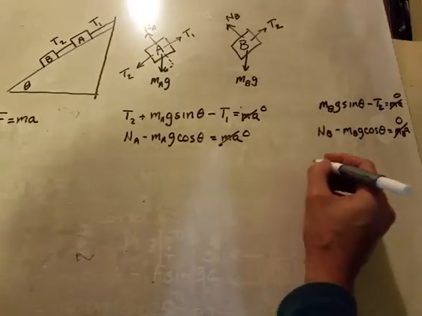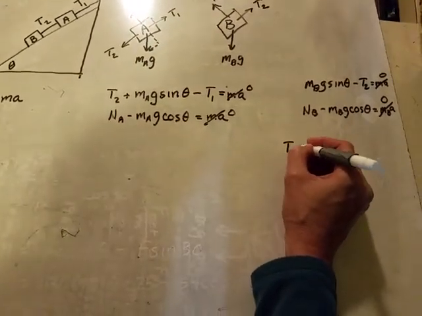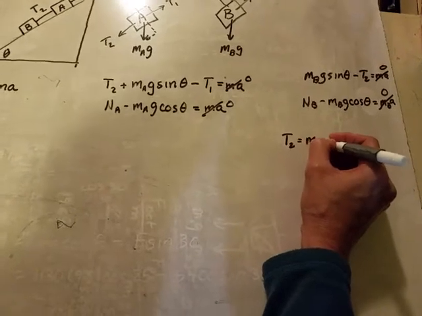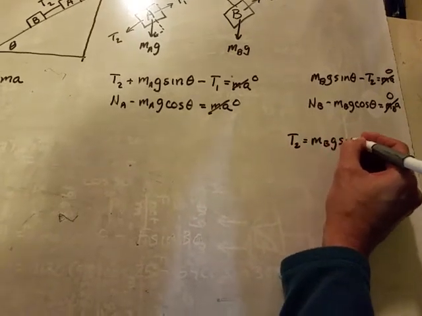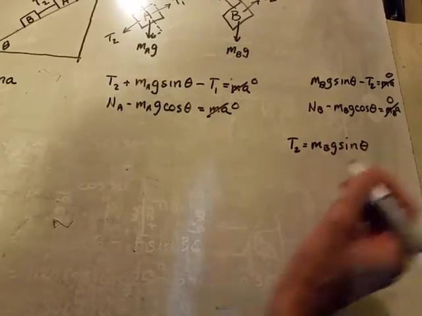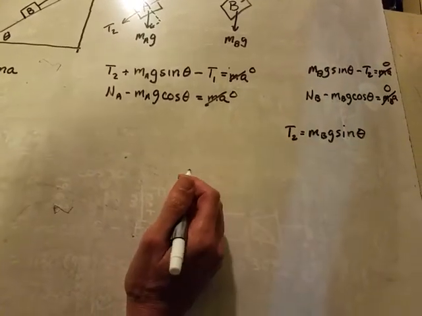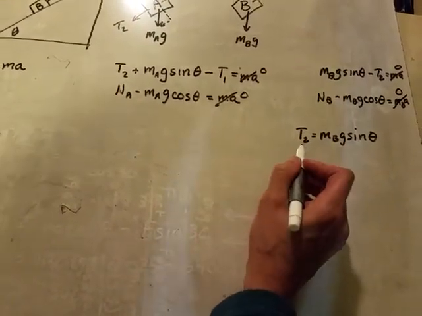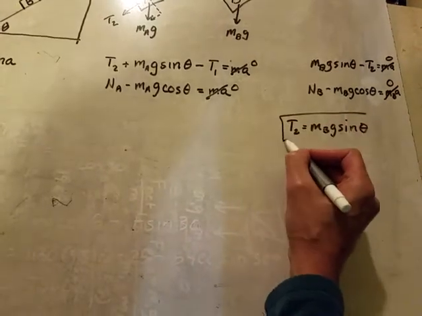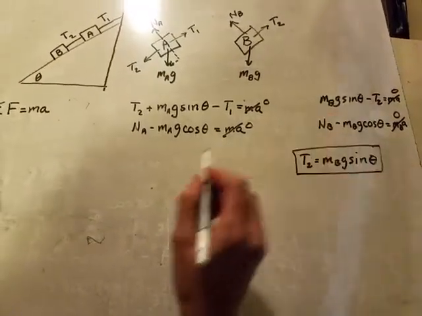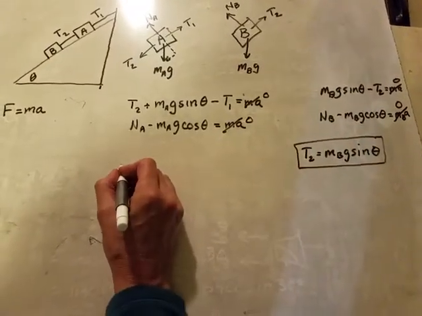Okay, so the first thing it asks us to do is to solve for the T's. So let's go ahead and do that. So T2 is equal to MBG sine theta. And we're done because we don't have any numbers, so we can just leave it like that. So that's the tension 2. And we're using our own equations to solve these.